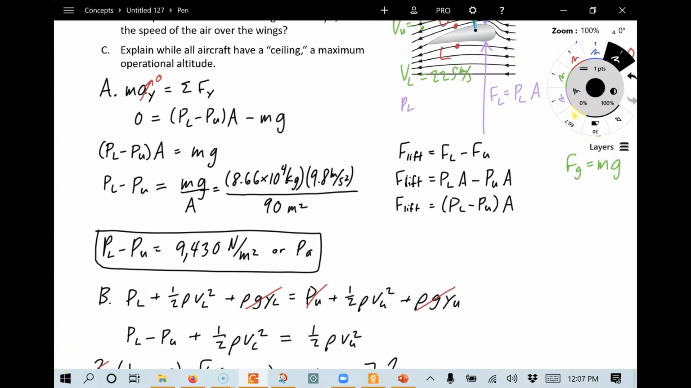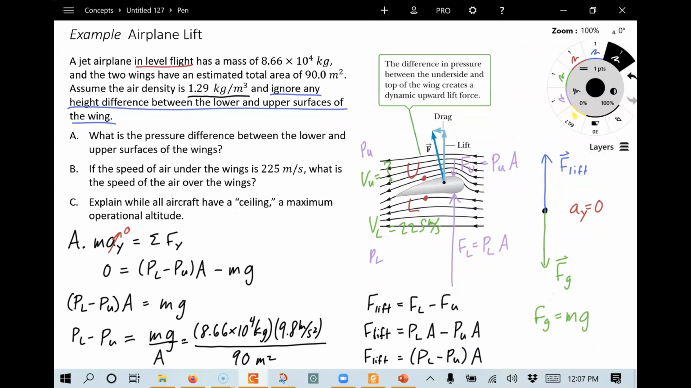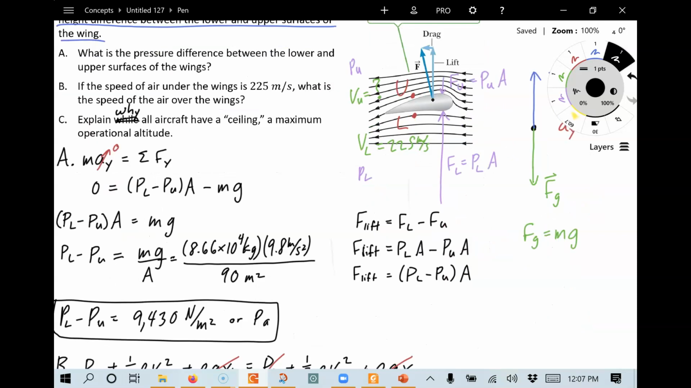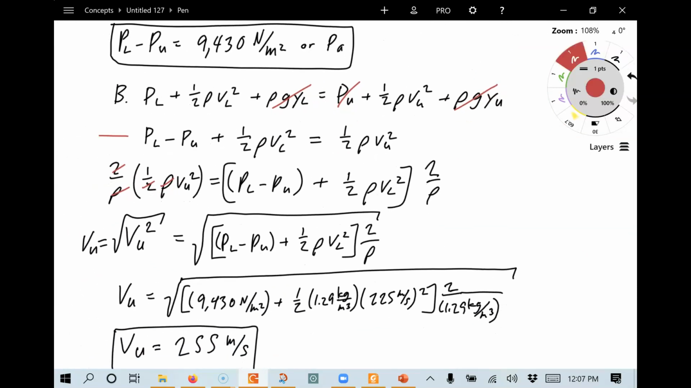Now, part C is asking us to explain why all aircraft have a ceiling, a maximum operational altitude. So this should say why. So it's true, beyond a certain height, if you go up too high, you're not going to be able to get enough lift to keep you up. Why is that? Well, we can go back and look at this equation right here. Let's focus on this one for a second.